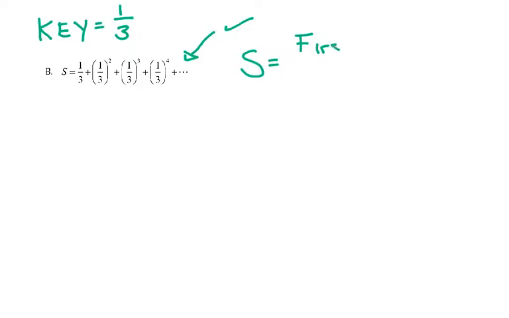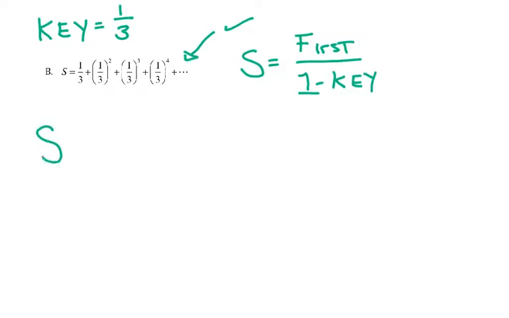So here's another one. First thing you want to do is check. Is it infinite? Yes. Is it a geometric sum? Well, if it is, then there's this key number that we multiply by, and I see that it's 1/3. So how do I solve this? Well, the total is going to be the first term divided by 1 minus the key. So let's see what we get.